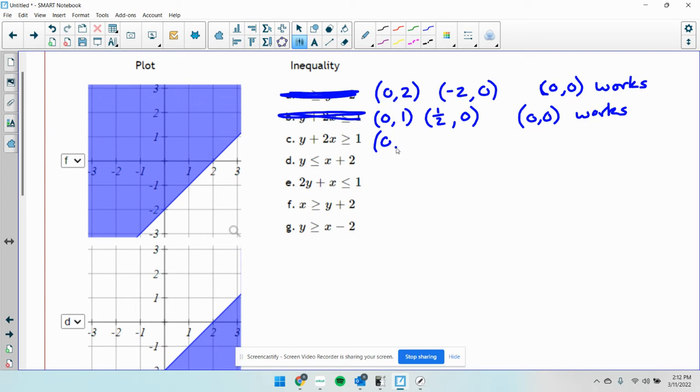This one here goes through 0, 1. This one goes through 1 half, 0. Same thing. This isn't going to pop up because none of them go through 0, 1. Let's look at this one. When x is 0, y is 2. But we already said none of them went through 0, 2. So this isn't any of the answers either.